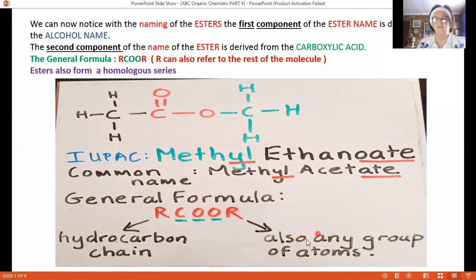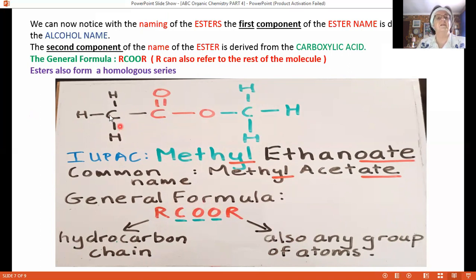It can be any group of atoms. So in this simple example that I drew here, you can see the C is that one, the 2 O's, and then the R is any of the atoms representing the rest of the molecule. So your functional structure here is your COO.